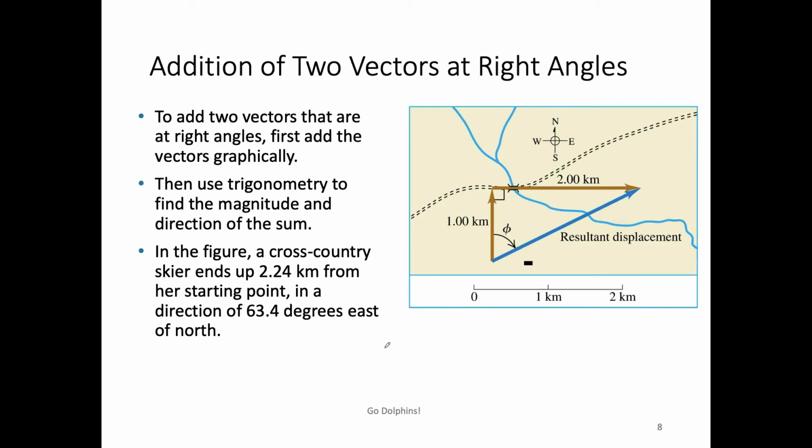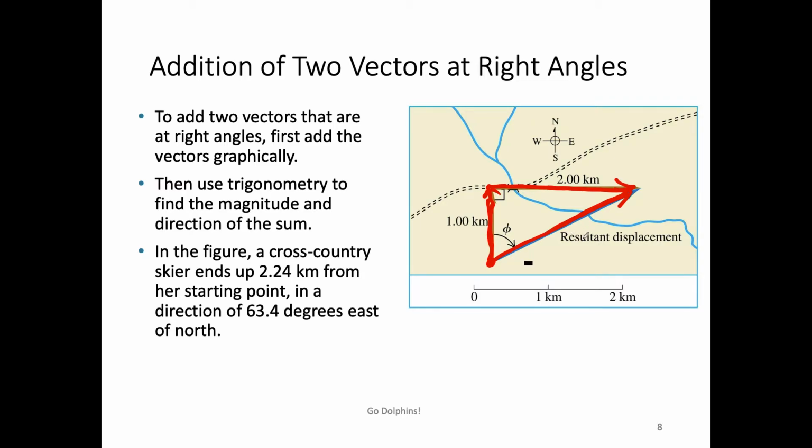There is a special addition of vectors, which is when two vectors make a right angle. So go to the example we did. You start from here. First you move north for 1 kilometer. Then you move east for 2 kilometers. So this is entirely in the y direction. This is entirely in the x direction. And this is your total movement. You have a movement of 2 kilometers in the x direction and 1 kilometer in the y direction.